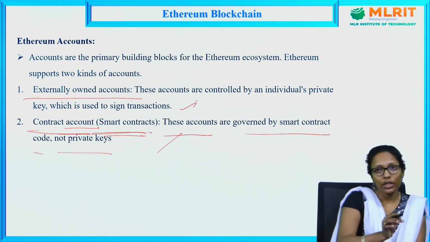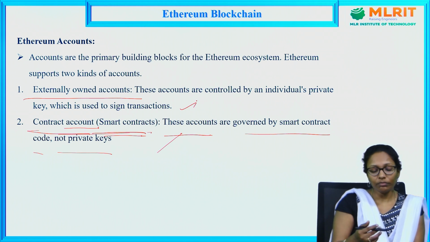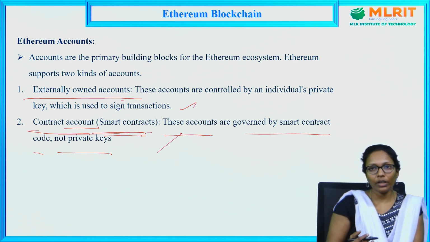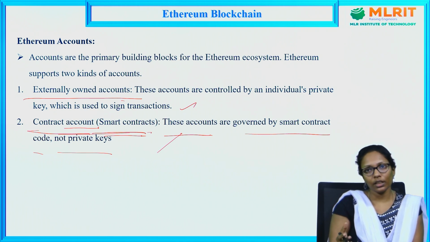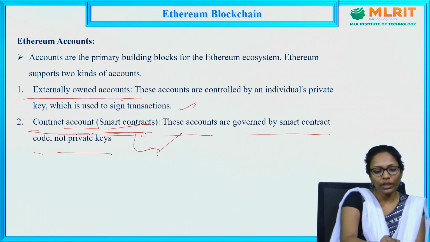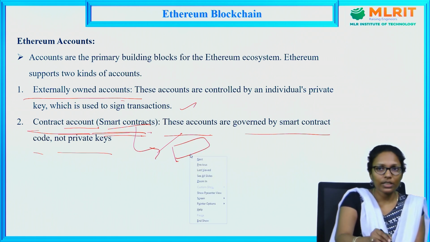So if it is an externally owned account, I need to use a private key to log into the account and to transfer the funds. Whereas in a contract account, you don't need a private key, but a smart contract you are using. So the amount will be transferred from one account to another account whenever a particular condition is true. Why? Because you are using a smart contract where you are mentioning some conditions. If this event happens or if this condition is true, automatically the funds will be transferred.